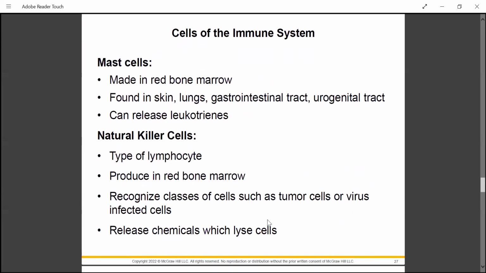A couple other cells that we'll talk about, mast cells. These are going to be found in the skin, lungs, gastrointestinal tract, our digestive tract, and the urogenital tract, or our urinary system. And these are going to release leukotrienes. Leukotrienes are chemicals that help to signal other white blood cells to the area.